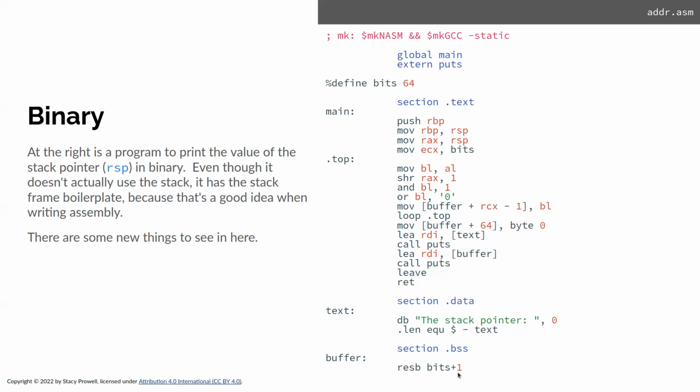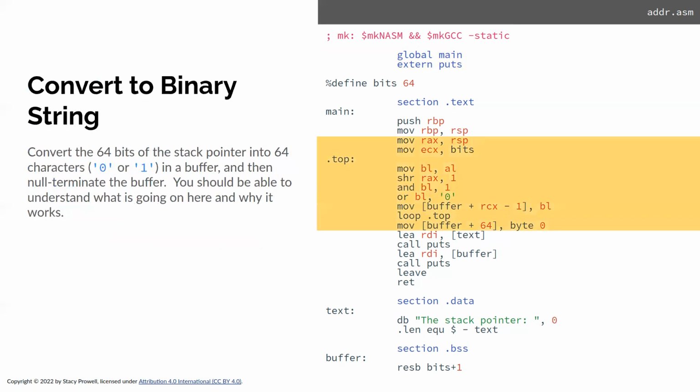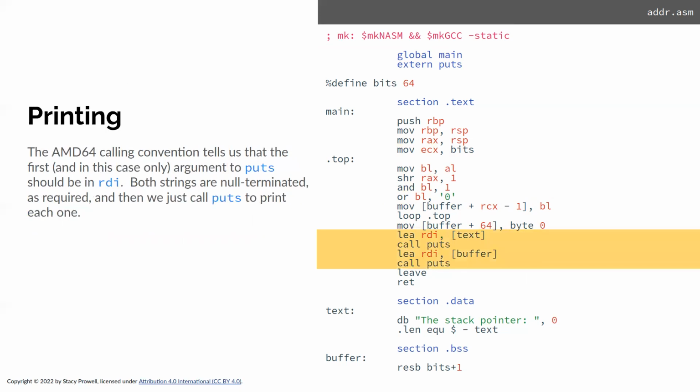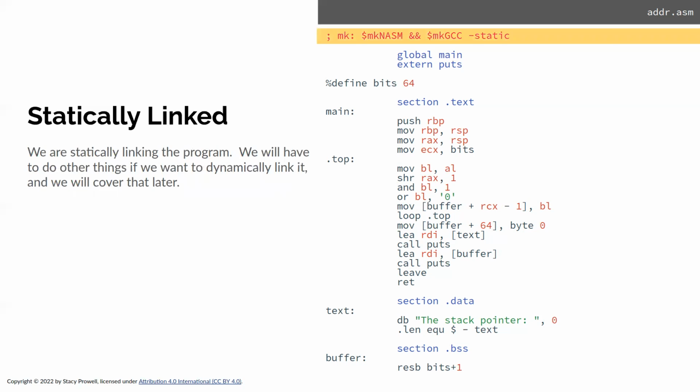And now the slides will walk through all of that I just told you. So global main, extern puts, there's my fancy loop. Write out the stuff. Here's the BSS section where we reserve 65 bytes. There's a RESW for words and a RESD for double words and so on, but it doesn't matter that much. And we statically link it.